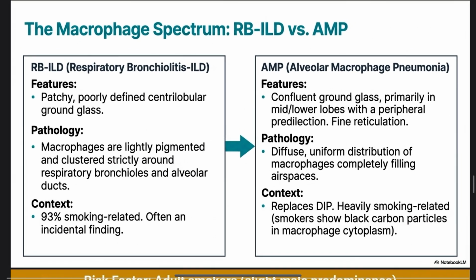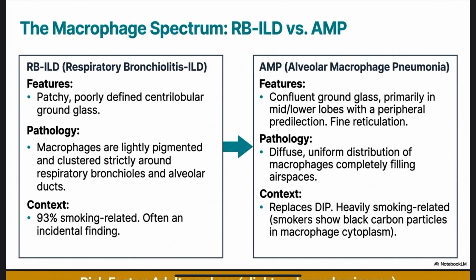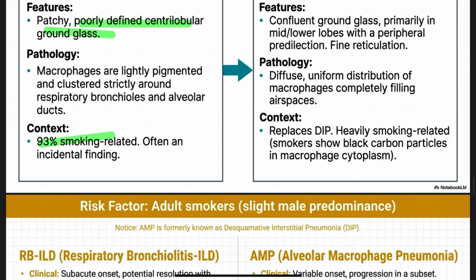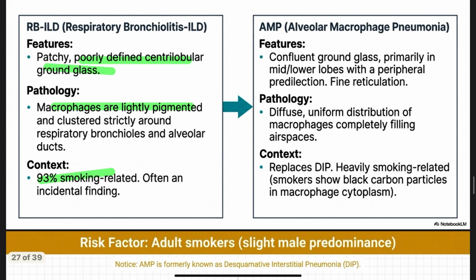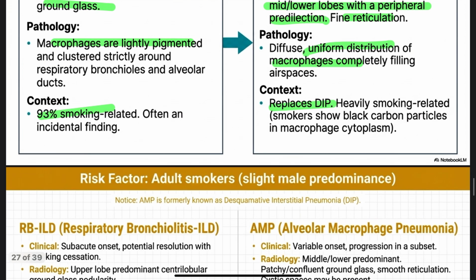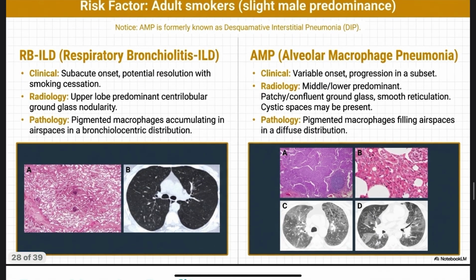And others are RB-ILD and AMP. RB-ILD, as we know, has poorly defined centrilobular nodules with GGOs, and is always seen in smokers with pigmented macrophages. Here it is primarily mid and lower zone and peripheral, with fine reticulation and uniform distribution of macrophages in the completely air-filled spaces, previously known as DIP, highly specific to smokers.